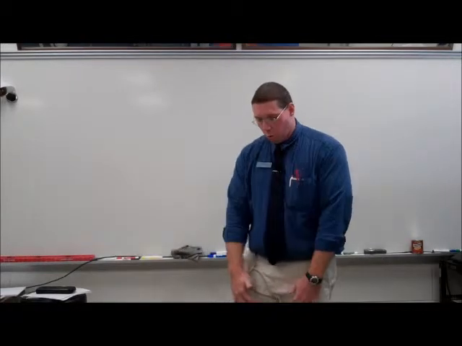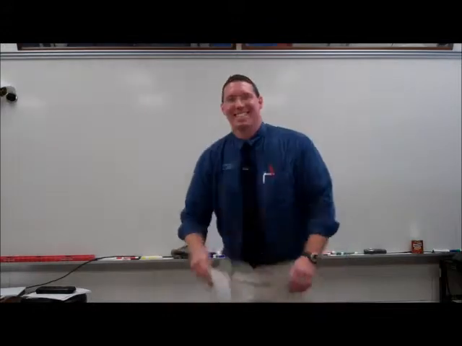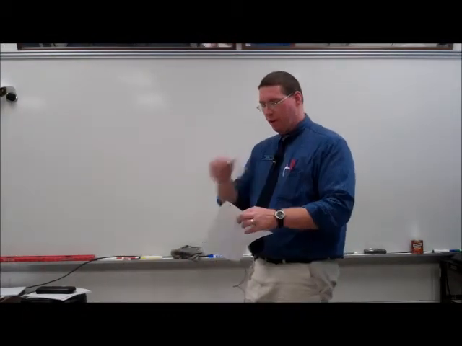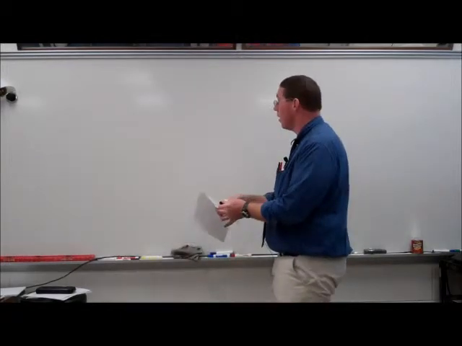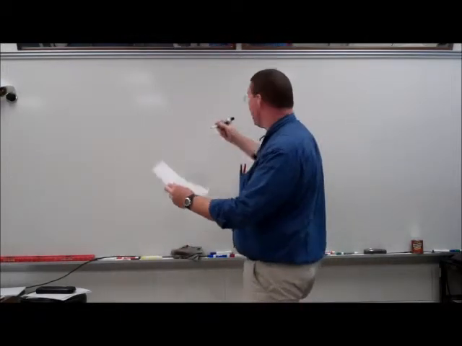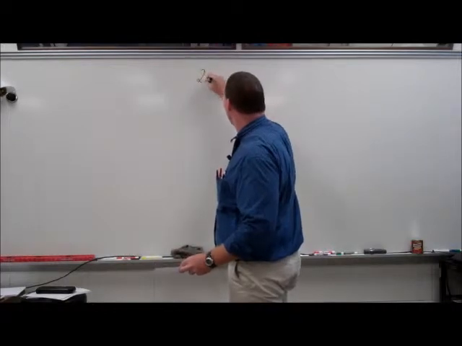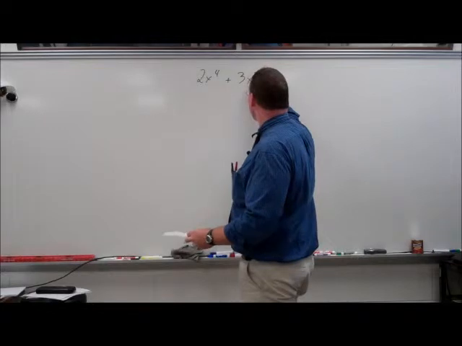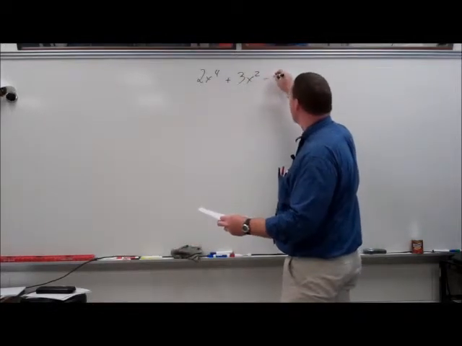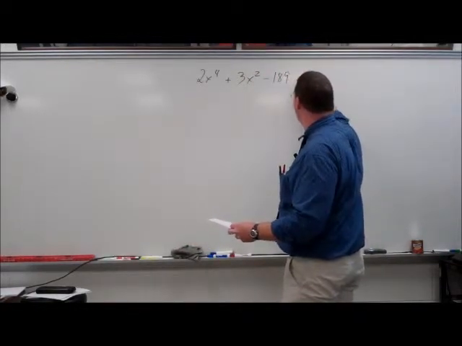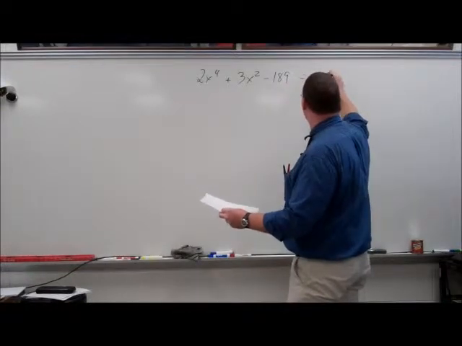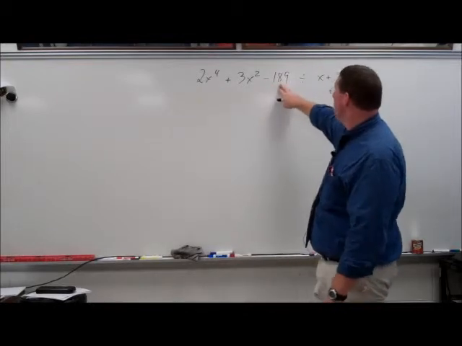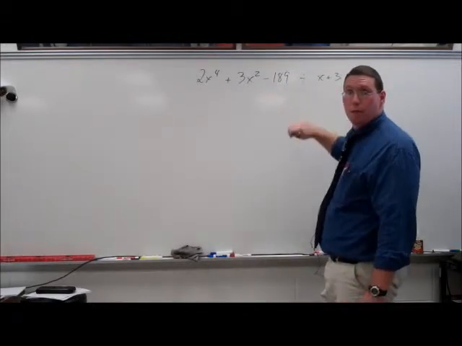I'm going to go over question number 2. Okay? So what we have for number 2 is, let's see here, we've got 2x to the 4th plus 3x squared minus 189 divided by x plus 3. So it's this divided by the binomial x plus 3.